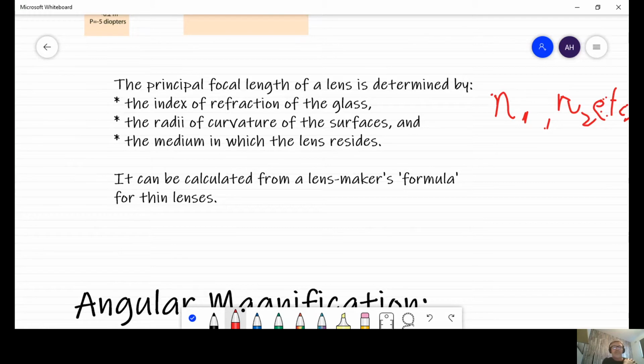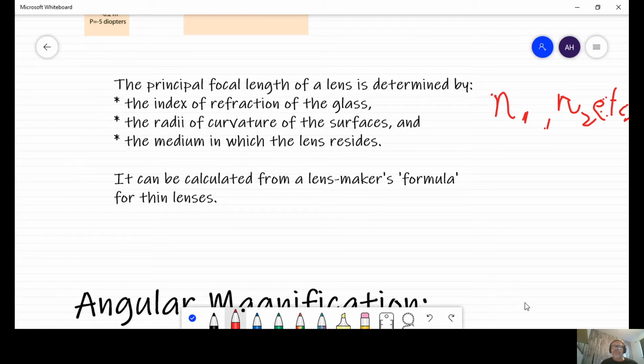For example, underwater cameras, different formula, right? Because they're refracting light out from the glass lens straight into water. And water does not have the same refractive index as air. Okay, you can actually calculate it, and the optometrists use this thing called the lens maker's formula.